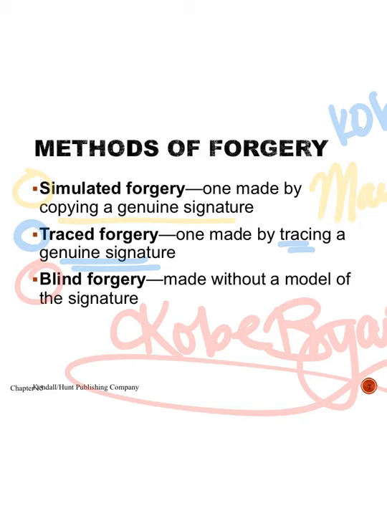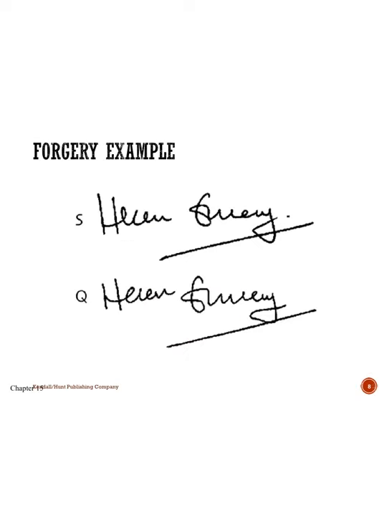Trace, again, is putting one piece of paper over the other, copying it from a genuine signature. Blind forgery, again, is just trying to make it up, right? Even though you've never seen the actual signature before. All right, so if you take a look at these two, these are really, really close, all right? Don't you agree?